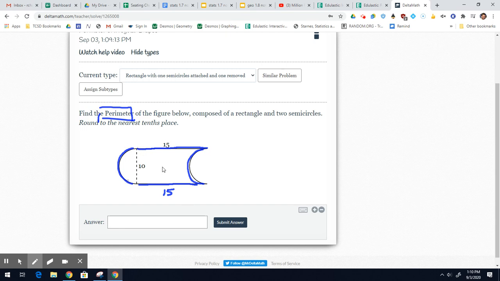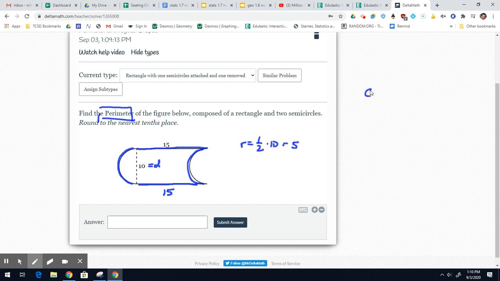And then these two semicircles are the same. Each of them is half of the circle's circumference. But if there's two of them, then it's just the whole circumference of the circle. So that's all this is. This perimeter is 2 times 15 and the circumference of this circle. Now this 10 here, I believe, is the diameter because it goes all the way across. So I want the radius. The radius is half of that. So the radius is half of the diameter, which is 5.